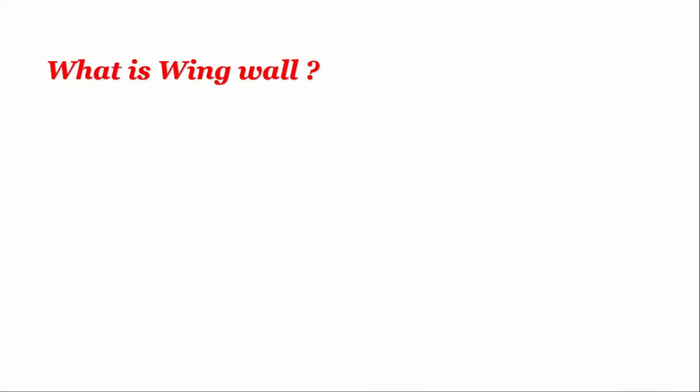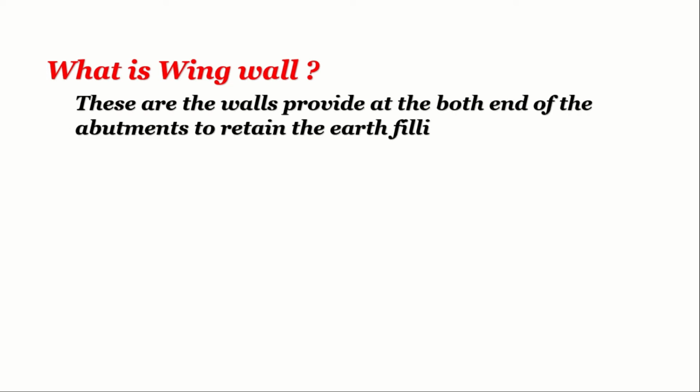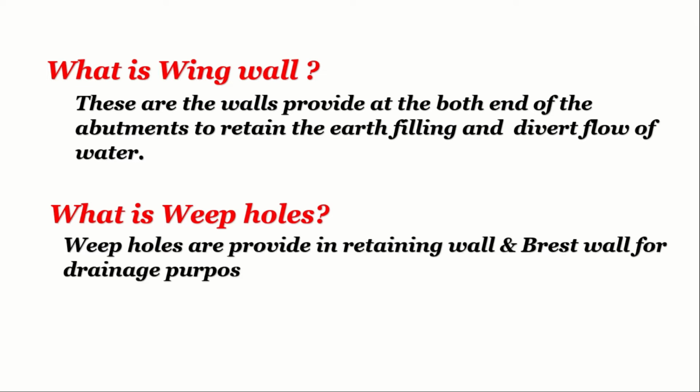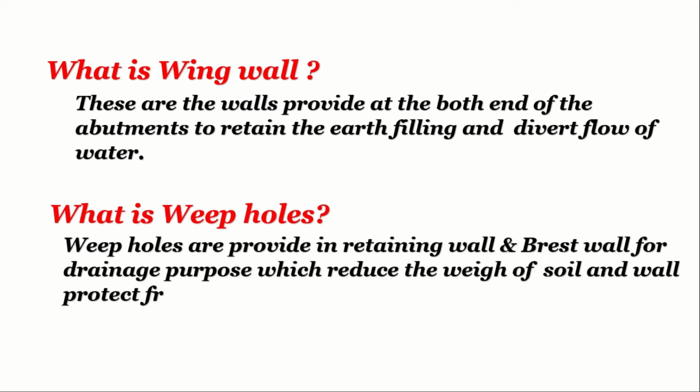What is wing wall? These are the walls provided at both ends of the abutments to retain the earth filling and divert flow of water. What are weep holes? Weep holes are provided in retaining wall and breast wall for drainage purposes, which reduce the weight of soil and wall. Protect from sliding and overturning.